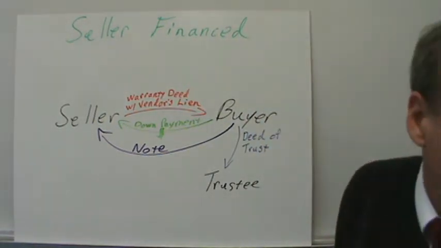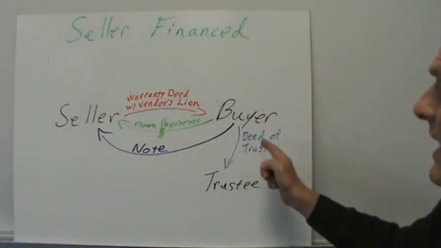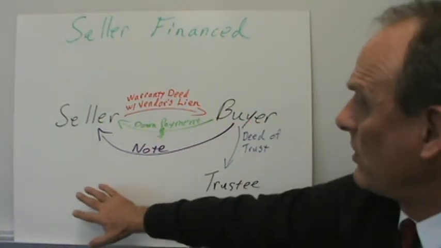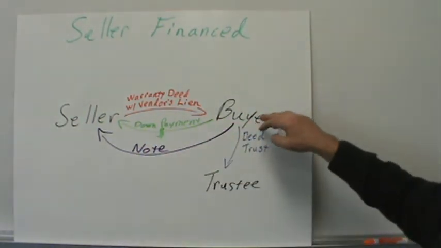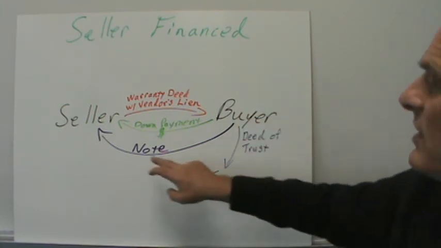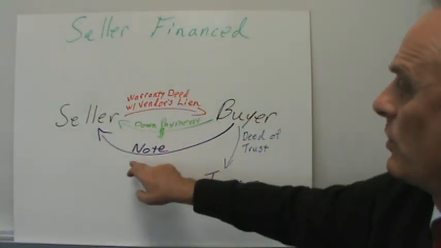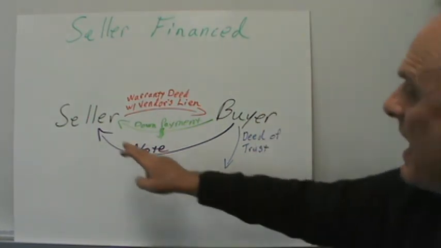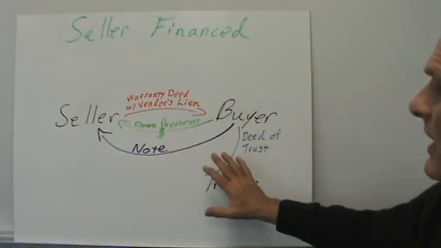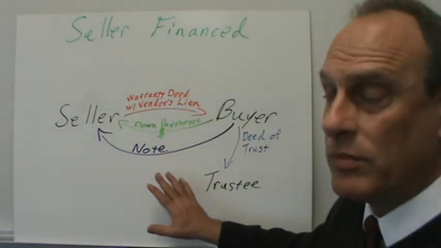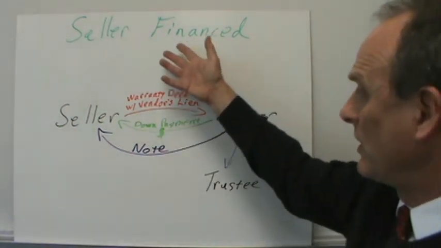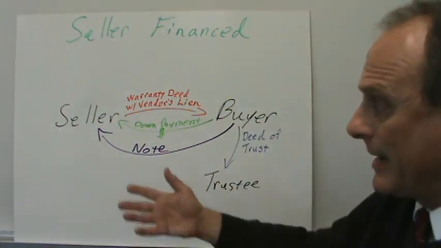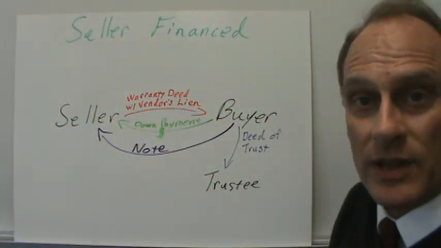Last example. Seller finance, except here you don't have a lender. You've got the buyer promising the seller in the note that they'll pay him back, but you still have a trustee that works on behalf of the seller. But other than that, everything remains the same. So that's the seller carrying the note rather than an outside lender. And that's an overview of real estate finance.